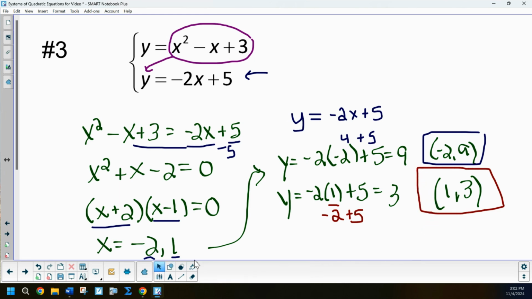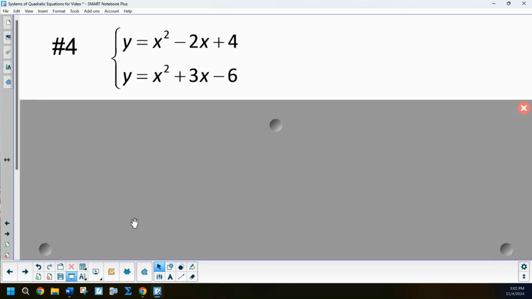Again, I hope you're taking advantage of being able to pause if necessary. Okay, here's number 4. So this one is actually 2 quadratic equations that you're going to set equal to each other, again, because they're both y equals. You could do this with elimination.